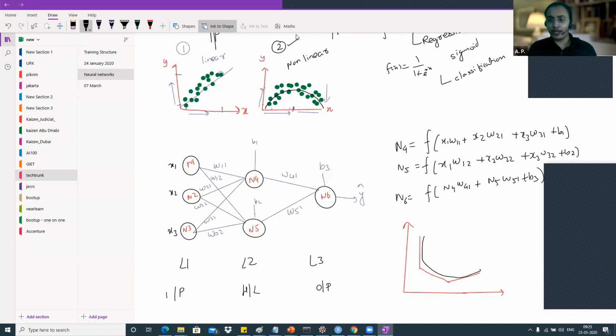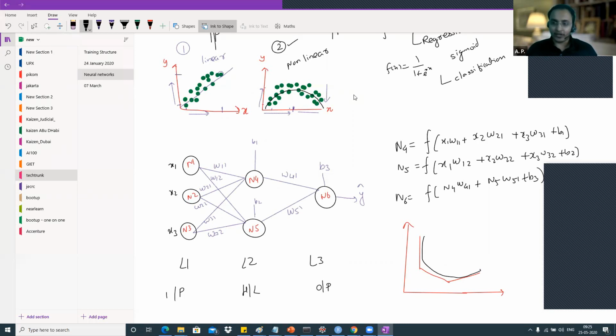The moment you have a neural network without a hidden layer, it can only solve a linear problem. When you have a neural network with a hidden layer, it can solve a non-linear problem as well. Now, as many hidden layer neurons as you increase, that many more equations we will have.